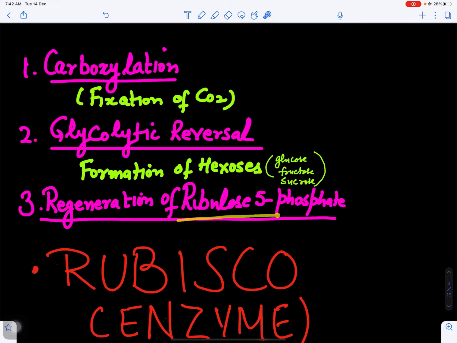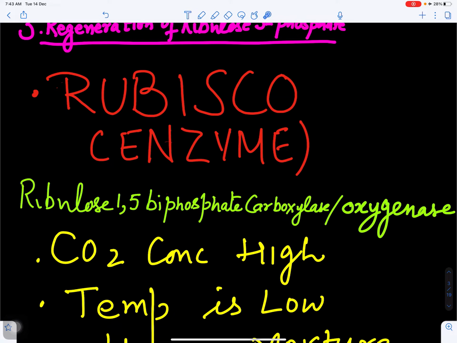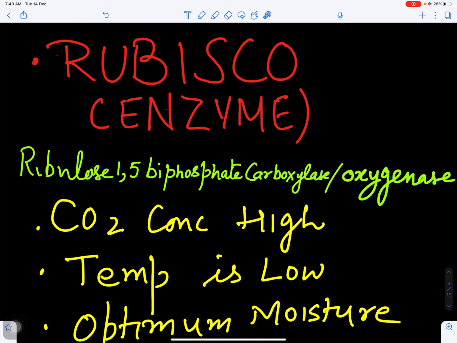Then regeneration of ribulose 5-phosphate. And this is regenerated at the end of the cycle. So 3 steps are there. Number 1, carboxylation. Number 2, glycolytic reversal. Number 3, regeneration of ribulose 5-phosphate. Now, the enzymes which play an important role in fixation of carbon dioxide in the C3 cycle. The first enzyme is Rubisco.